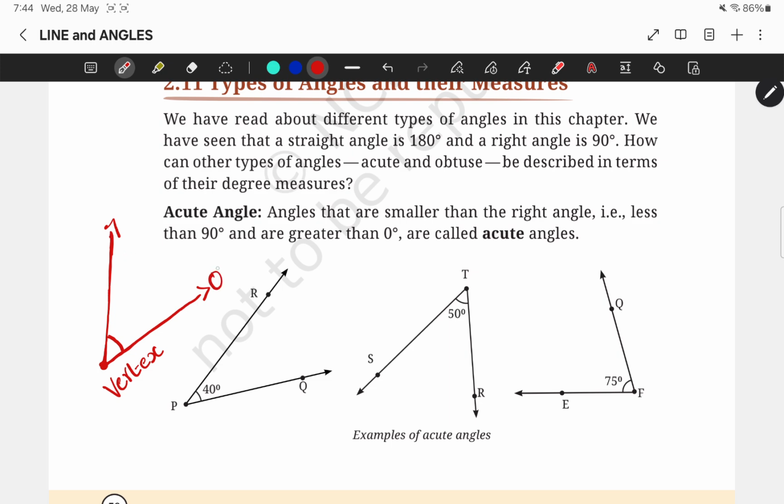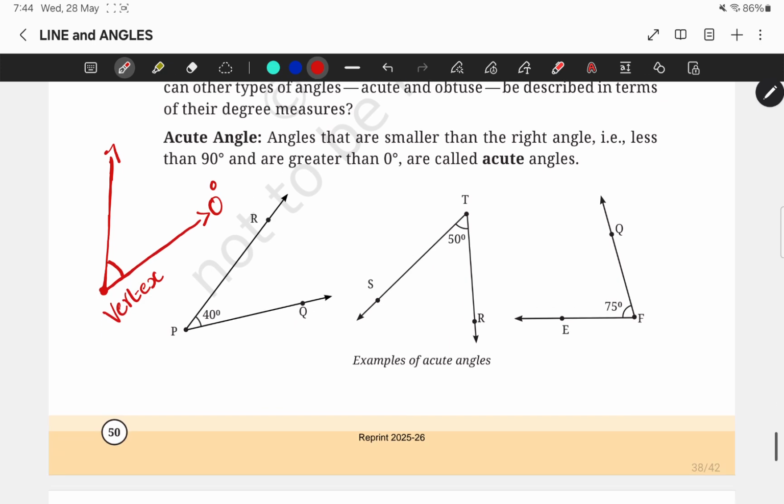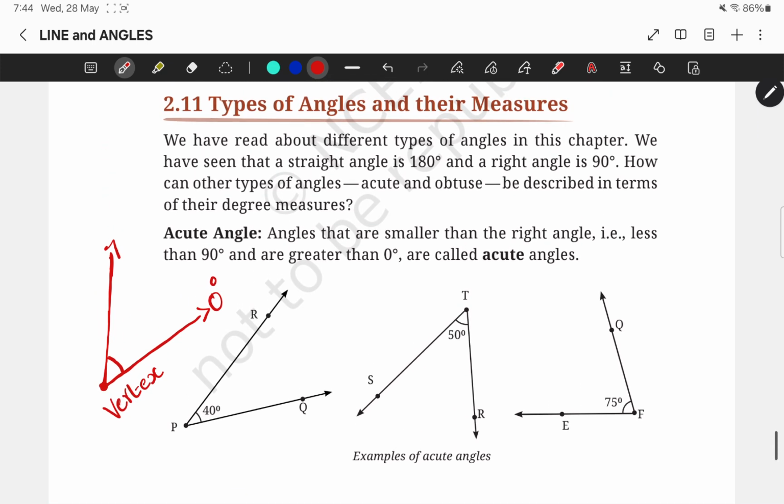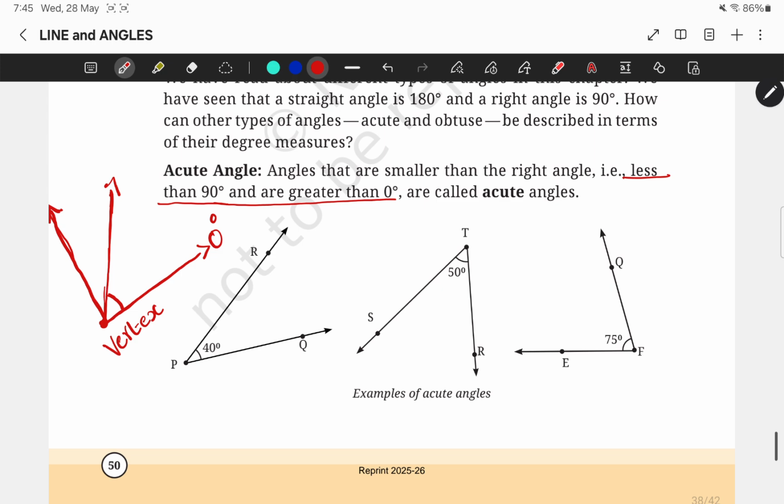So it starts at 0 degrees. It is less than 90 degrees and greater than 0 degrees. And another angle is known as a right angle. For a right angle we denote the angle with a square. I'll show you. For a right angle we denote the angle as a square, and this is also the first arm and second arm.